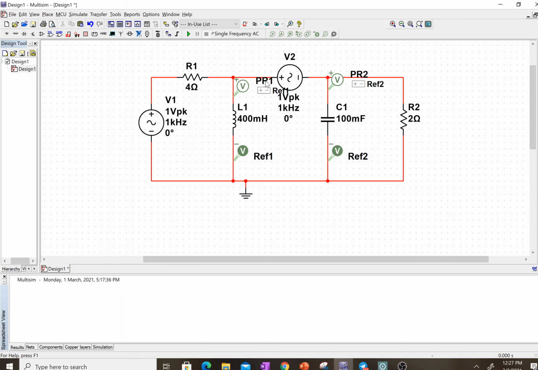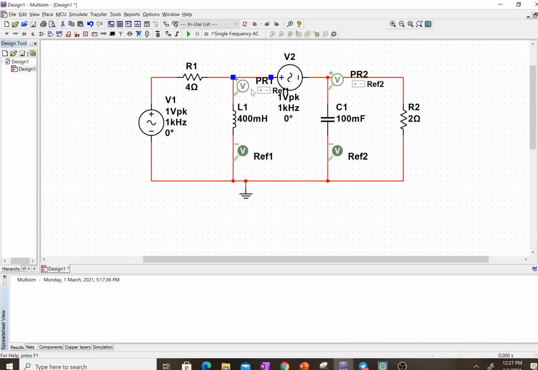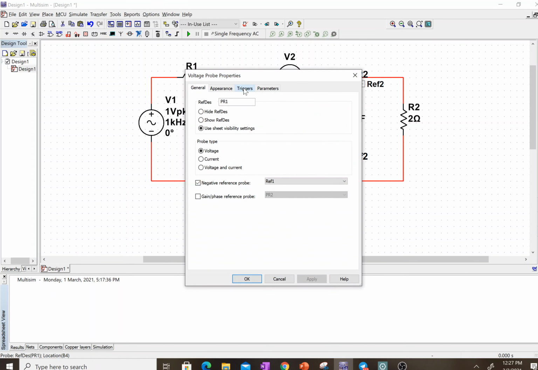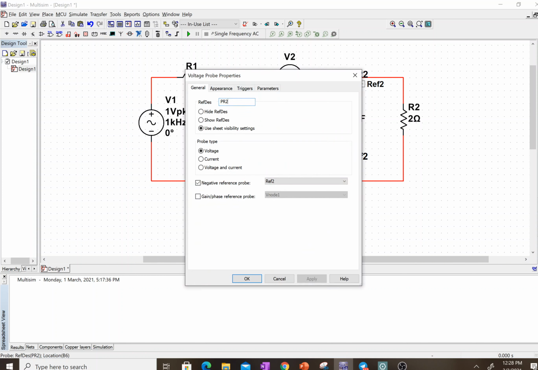Okay, so I think we can rename this. Can we rename it? Let me check. Oh yeah, we can rename this as voltage node 1, and this one should be voltage node 2.